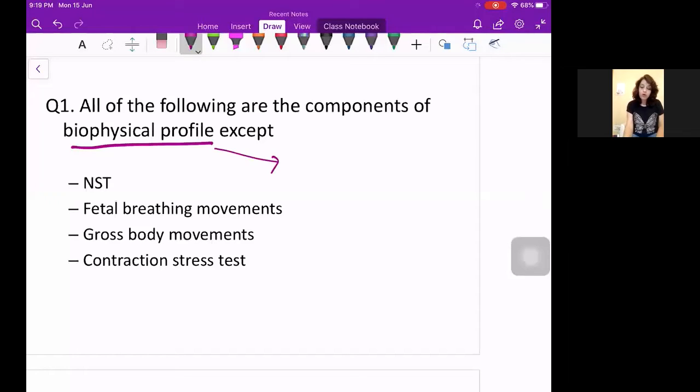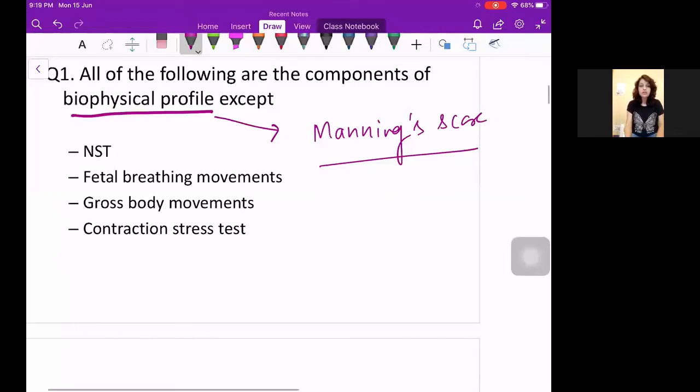Well, biophysical profile is also known as Manning's score. In the Manning's score, the radiologist does the ultrasound and it is done in high-risk pregnancies, like pregnancy-induced hypertension, post-dated pregnancy, IUGR, chronic hypertension, and diabetes in pregnancy.